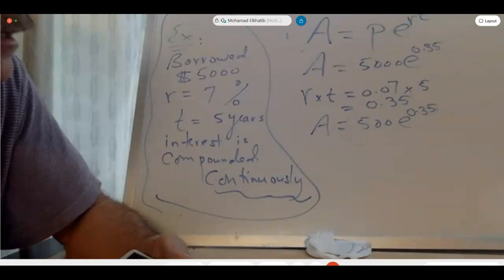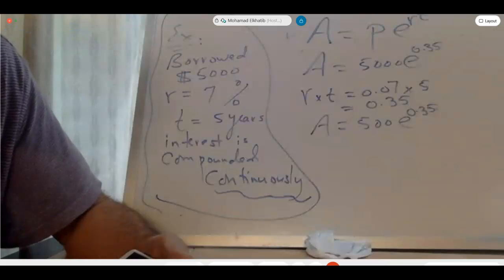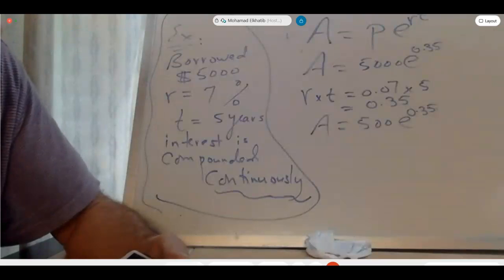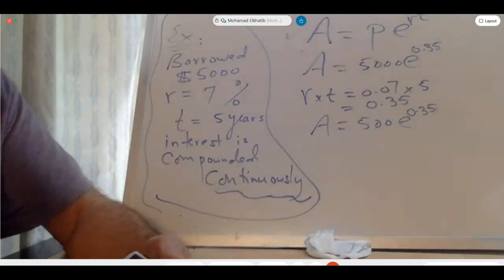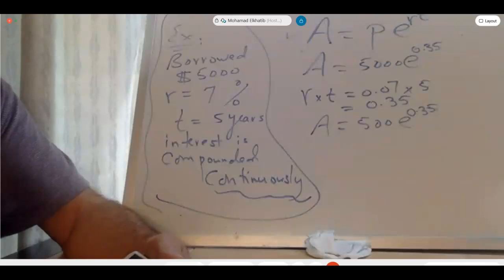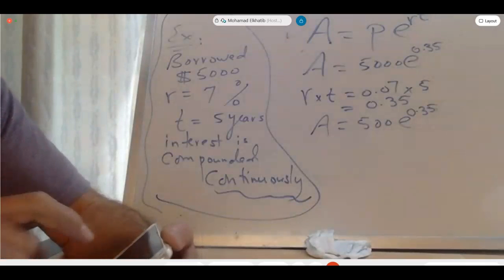Okay, so after 0.35, I should just enter the e. That's correct. If it's behind the key, you have to press shift. But before I push the e, shall I first raise to the power? I don't know. Every calculator is different. I wish I was in front of you to show you how. So press 0.35, then hit the key.